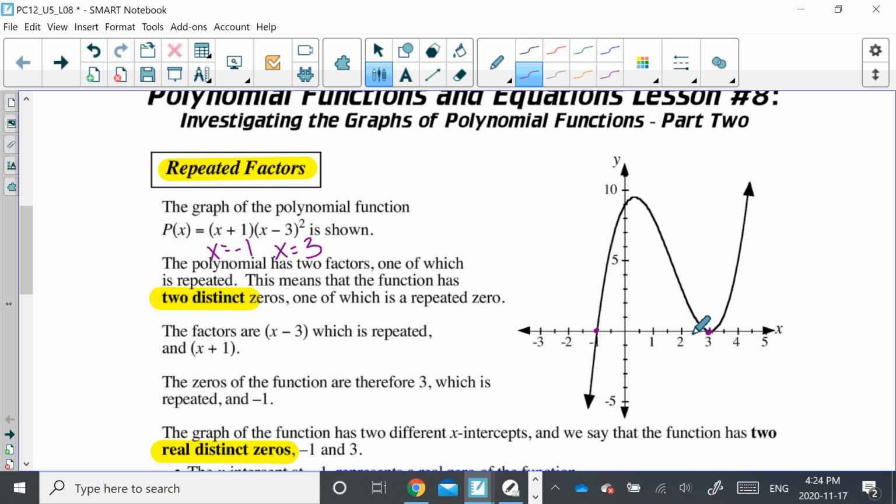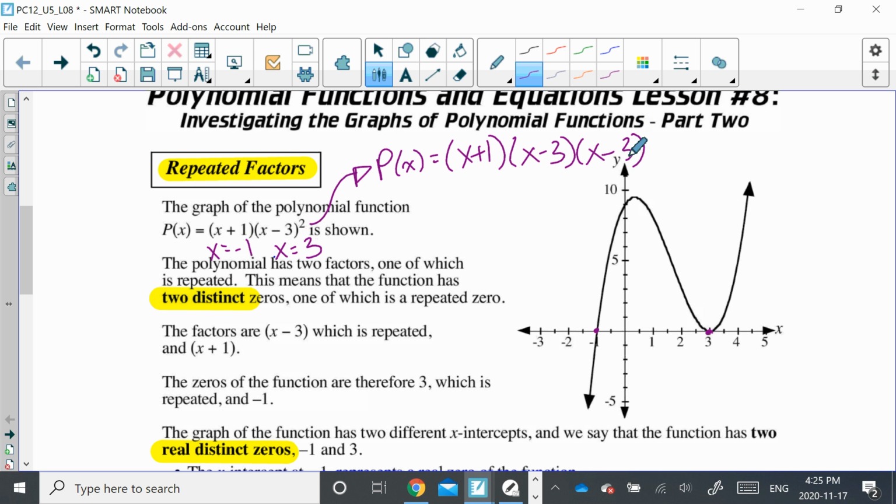Now, what's different about this polynomial versus the polynomials we did in lesson 7 is that this polynomial actually has a repeated factor, and the repeated factor is shown right here. If I were to rewrite this polynomial, p of x is equal to x plus 1, and this x minus 3 occurs twice. So x minus 3 and x minus 3.